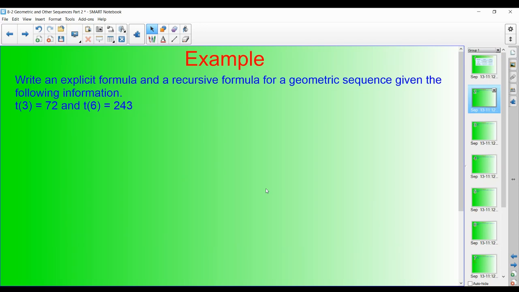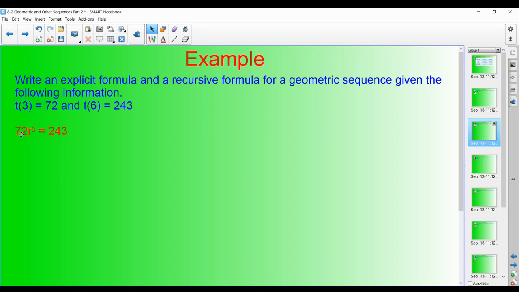So what happens if, once again, we're not given term 1, we're not given r, we're given term 3 is 72, and term 6 is 243. So we have to figure out how to find term 1, how to find the common ratio r.